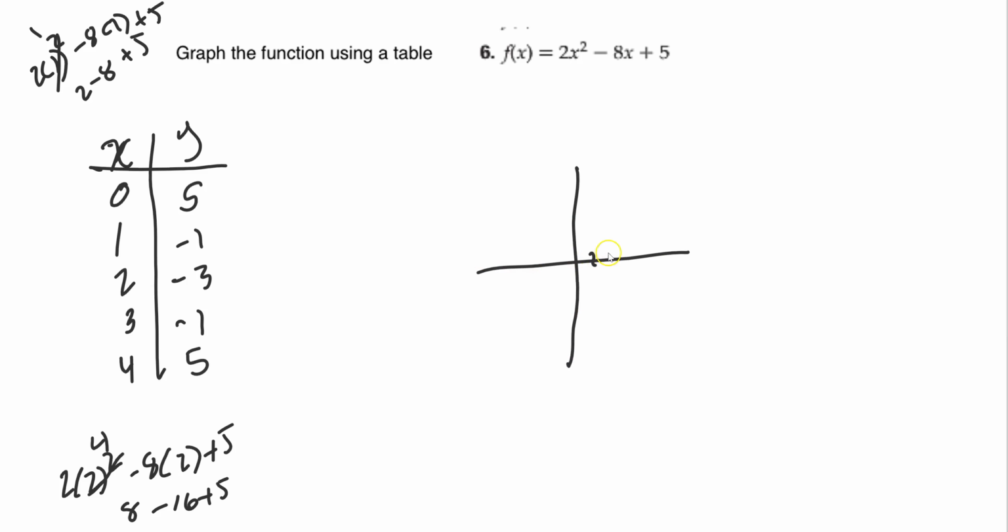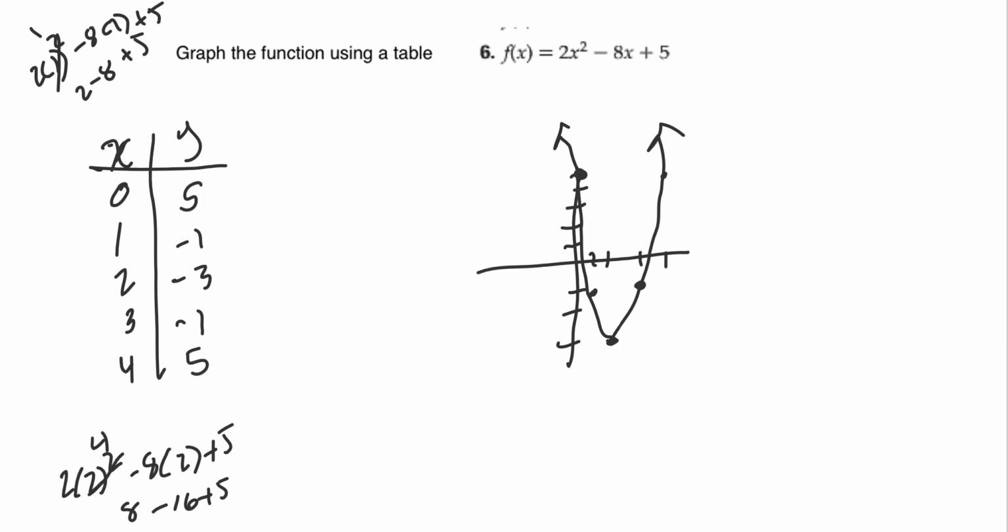Let's plot the points. 0, 5, probably should start there. There's 0, 5, and then 1, negative 1, then 2, negative 3, then 3, negative 1, and then 4, 5. And you get this parabola. That's a bad graph, but that's the idea, a parabola.